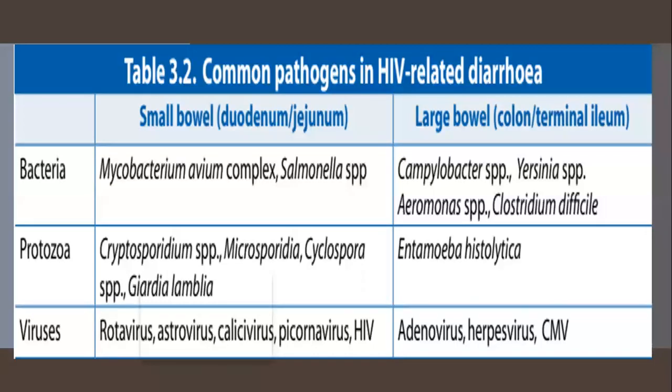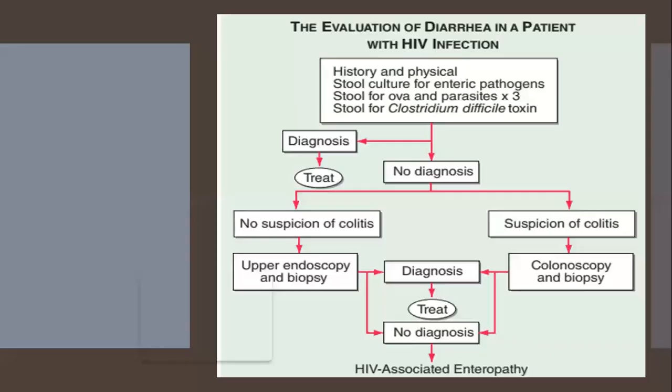So the same thing is summarized here. Salmonella, Shigella, Mycobacterium avium complex, Campylobacter, all these are the bacteria. Protozoas, Cryptosporidium, Microspora, Isospora. Main thing. Apart from that, we can have Entamoeba histolytica also. Viruses, any viruses can occur. CMV is typical. So this is a chart given in Harrison.